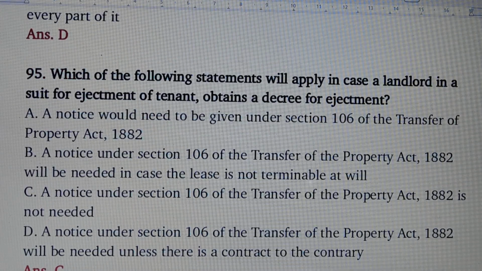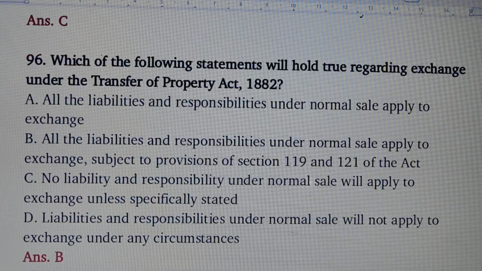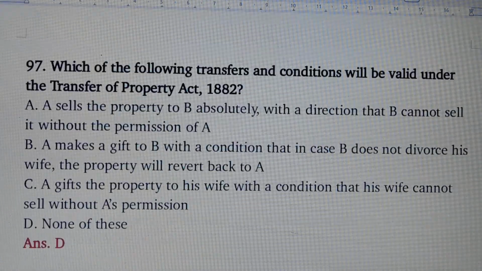Question number 95. Which of the following statements will apply in case a landlord in a suit for ejectment of tenant obtains a decree for ejectment? Answer is option number C. A notice under section 106 of the Transfer of Property Act is not needed. Question number 96. Which of the following statements will hold true regarding exchange under the Transfer of Property Act? Answer is option number B. All the liabilities and responsibilities under normal sale apply to exchange subject to provision of section 119 and section 121 of the Act.